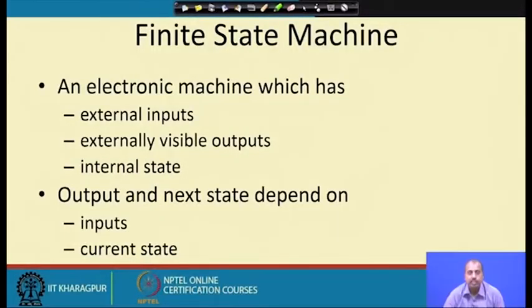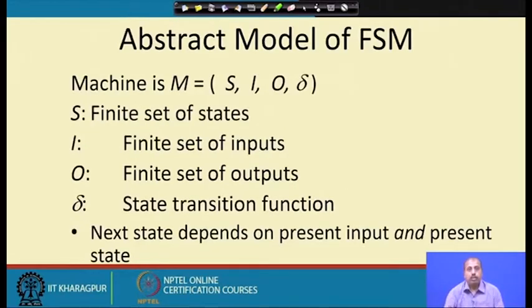So, a finite state machine is an electronic machine which has some external inputs, externally visible outputs, and some internal states. The output and next state depend on the inputs and the current state. Both will depend on the input value and whatever state the system is currently in. So, the abstract model of a finite state machine is like this: a machine M is a 4-tuple consisting of 4 quantities S, I, O and delta, where S is a finite set of states.